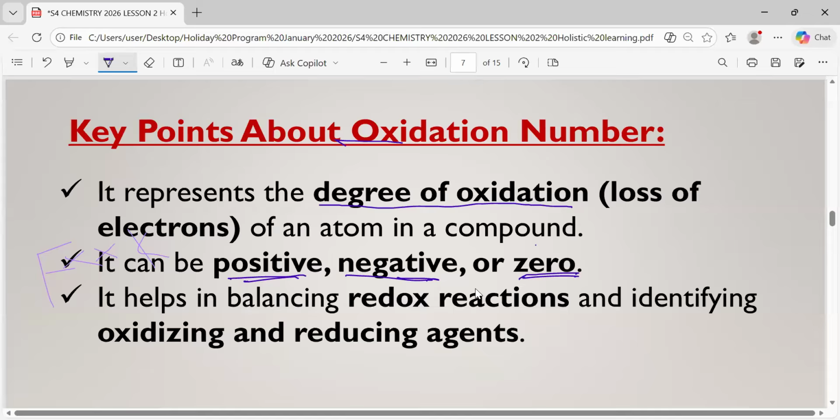The last one: it helps in balancing redox reactions and identifying oxidizing and reducing agents. And surely today we are going to see how we can use oxidation numbers to balance redox reactions and also identify the oxidizing and reducing agent. That is what we want to see, how we can apply that.